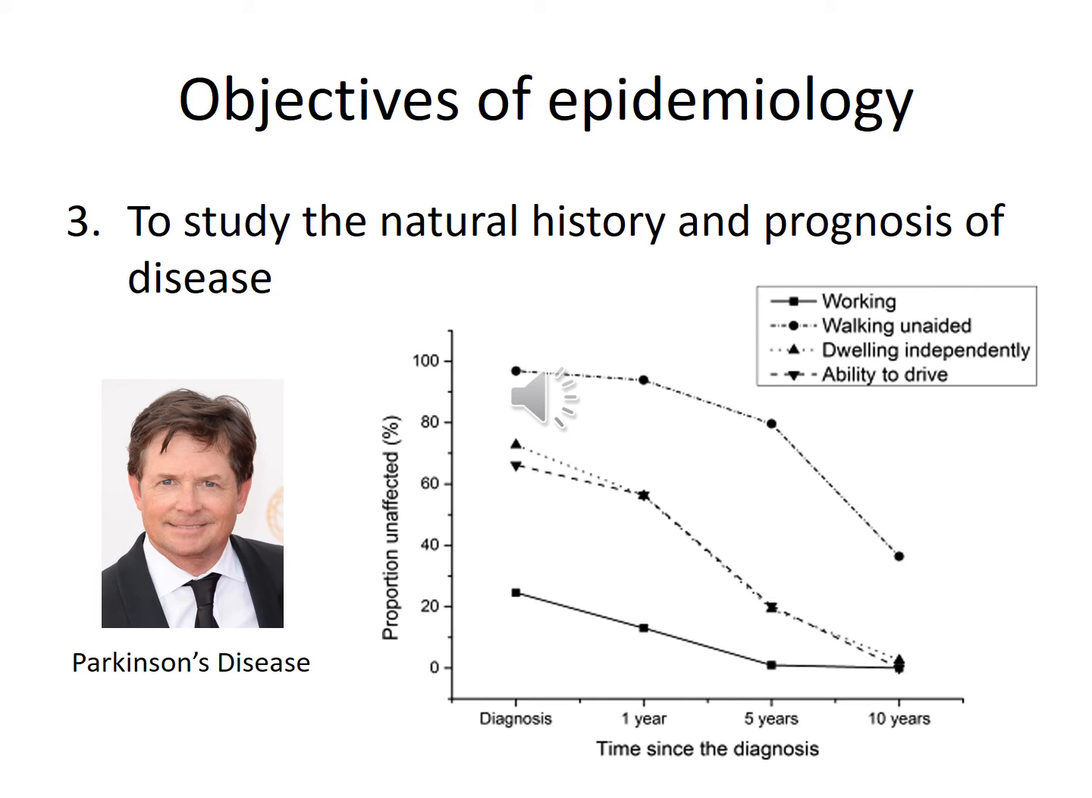So when people are first diagnosed with Parkinson's, the majority of them can walk unaided. After 1 year, it drops slightly. After 5 years, we see it drops down to almost 80%. And within 10 years, only about 30 or 40% of people can walk unaided after they have been diagnosed with Parkinson's. The 2 lines in the middle deal with dwelling independently and the ability to drive.